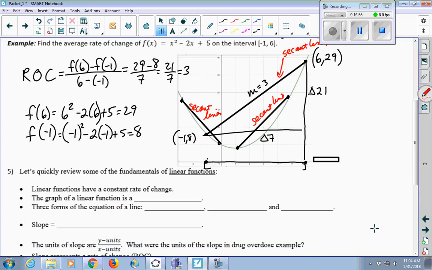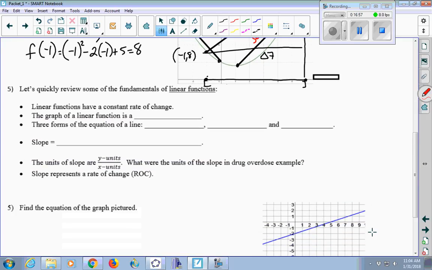Okay. All right, so let's do a quick review of linear functions. Linear functions have a constant rate of change. The graph of a linear function, which means I have to talk fast, is a line. Let's see if we can get from this class all 3 forms of the equation for a line. What's the one everybody can say as a chorus effect?